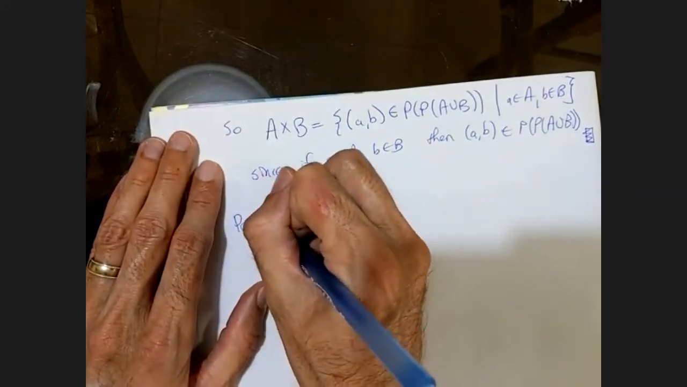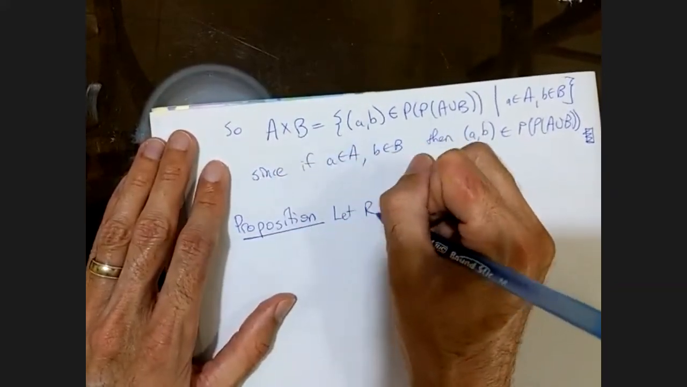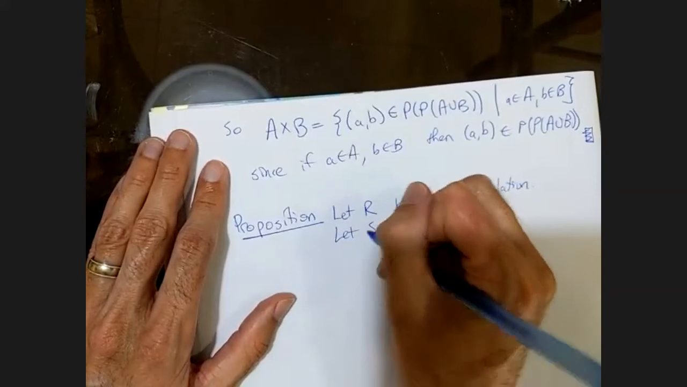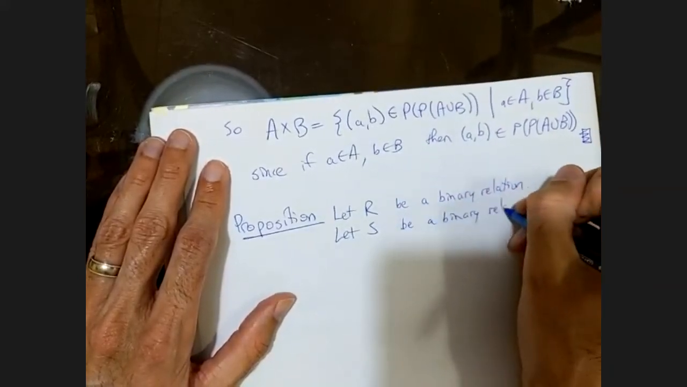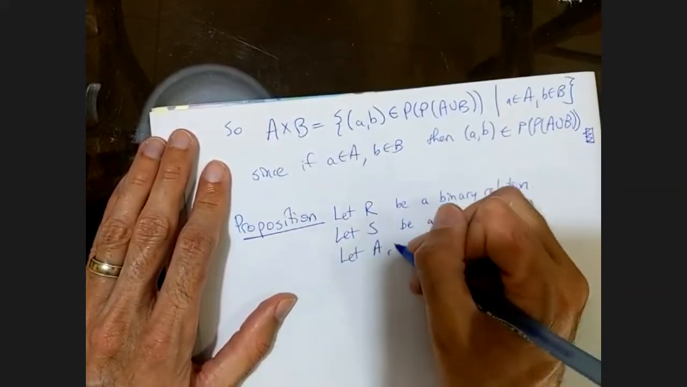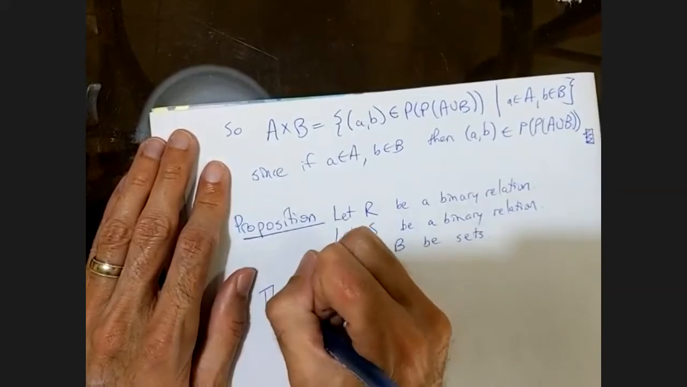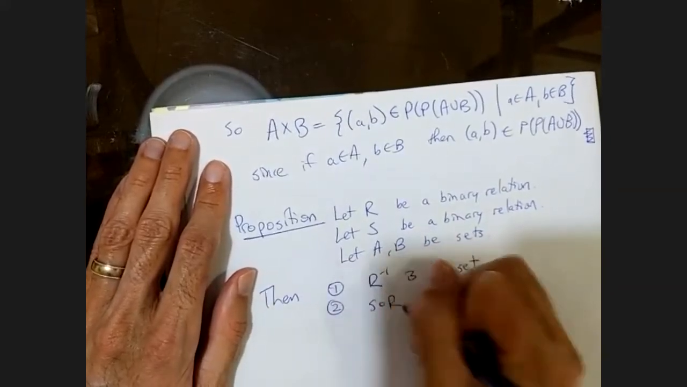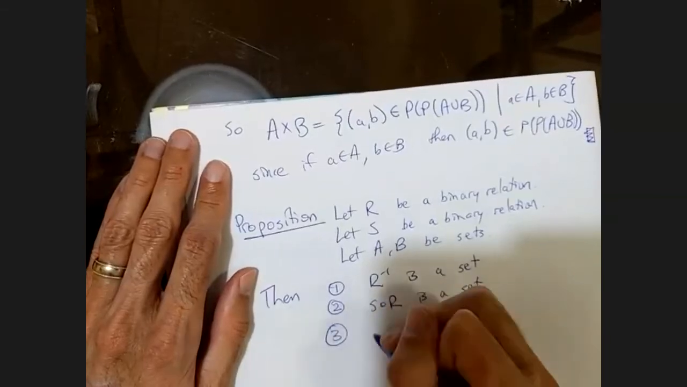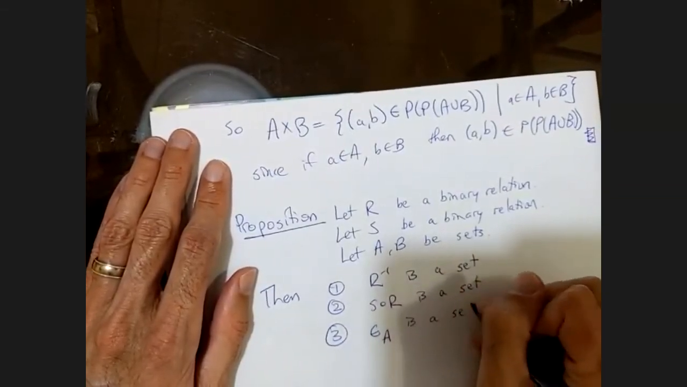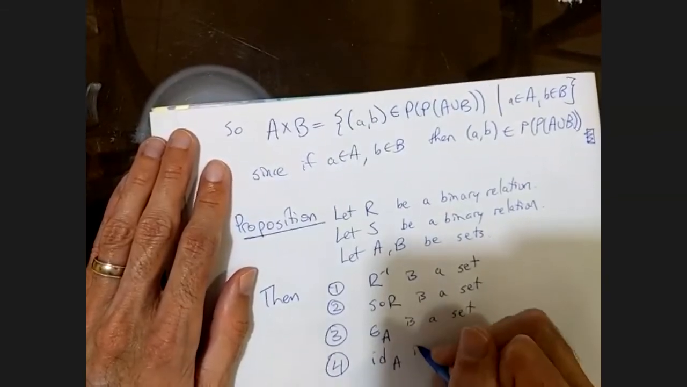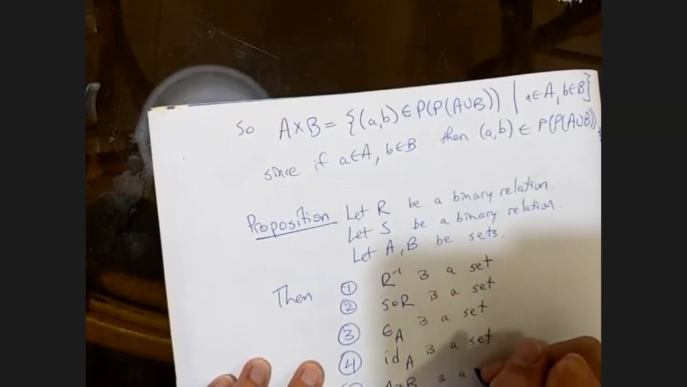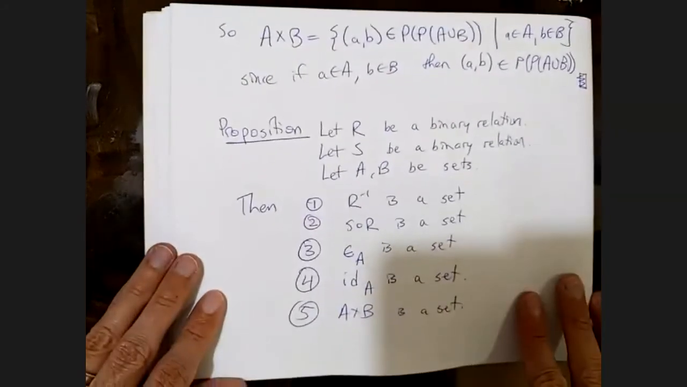So let's do a couple of examples. Let R be a binary relation. Let S be a binary relation. Let A and B be sets. Then 1, R inverse is a set. 2, S of R is a set. 3, the membership relation on A is a set. 4, the identity on A is a set. And the fifth one, which we've already seen, A cross B is a set.